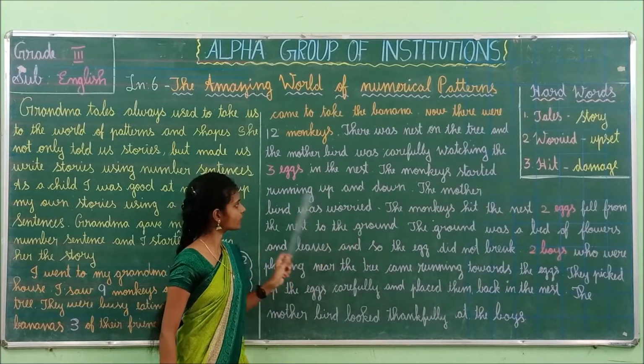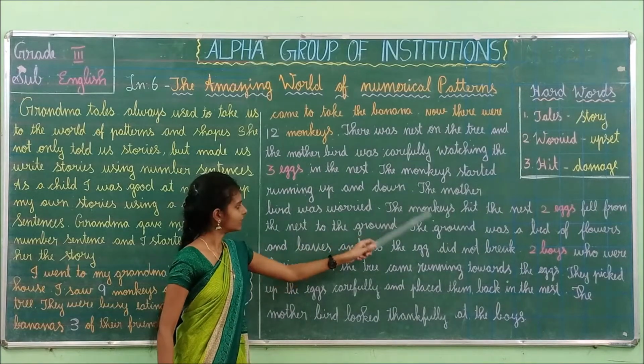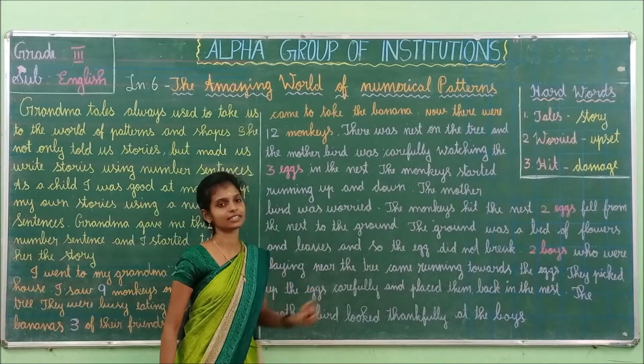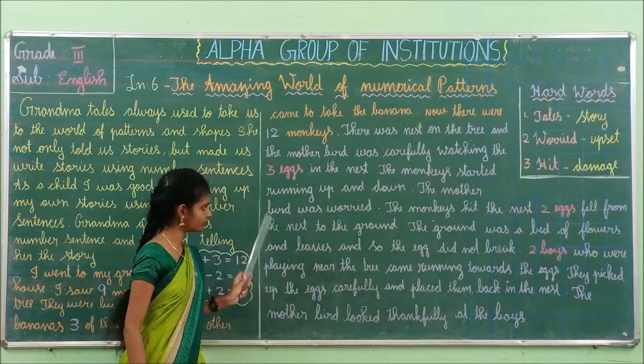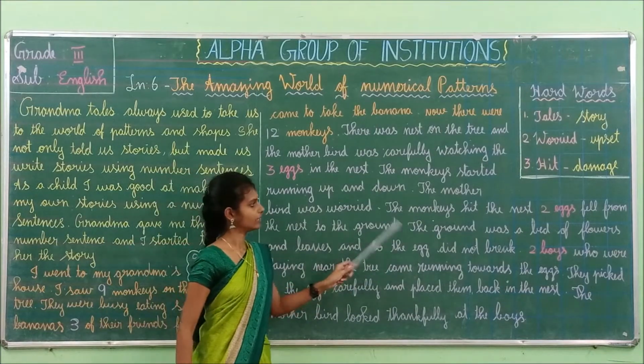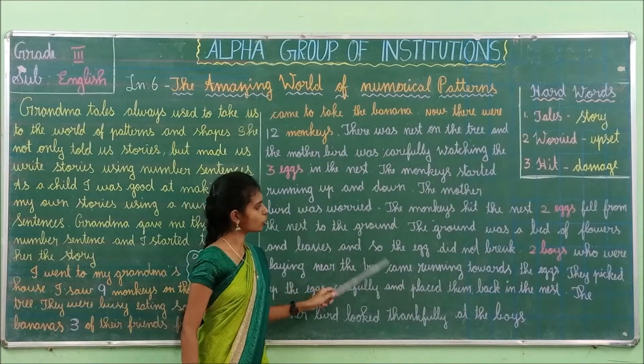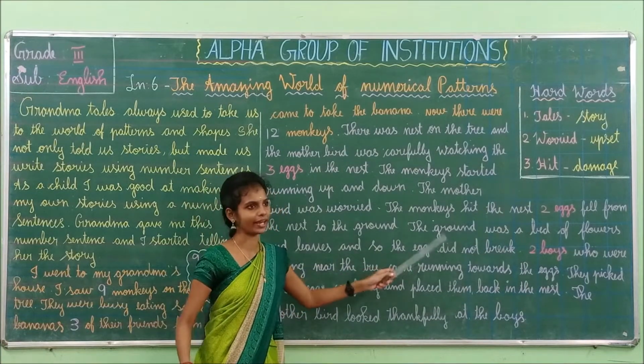The monkeys started running up and down. The mother bird was worried. The monkeys hit the nest. 2 eggs fell from the nest to the ground. The ground was a bed of flowers and leaves. And so the egg did not break.